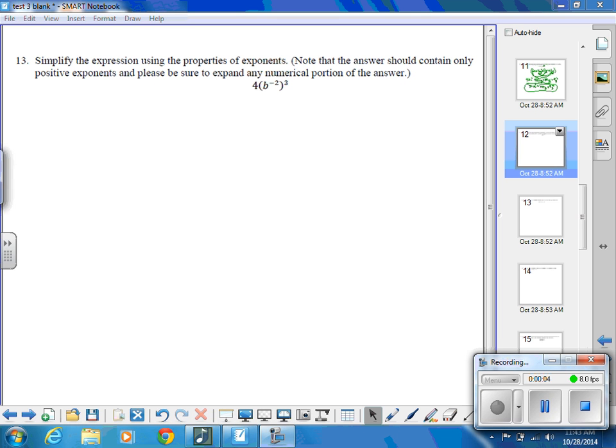Now in this problem, we're going to do some more simplifying with the properties of exponents, okay? It's a little different than the last one. If we look here, our b is in parentheses, so that b is the only thing I'm going to deal with. Now you have two options. I can go ahead and change it first.